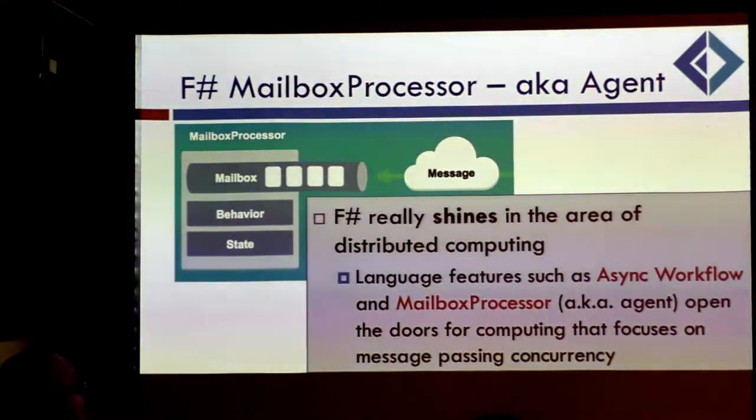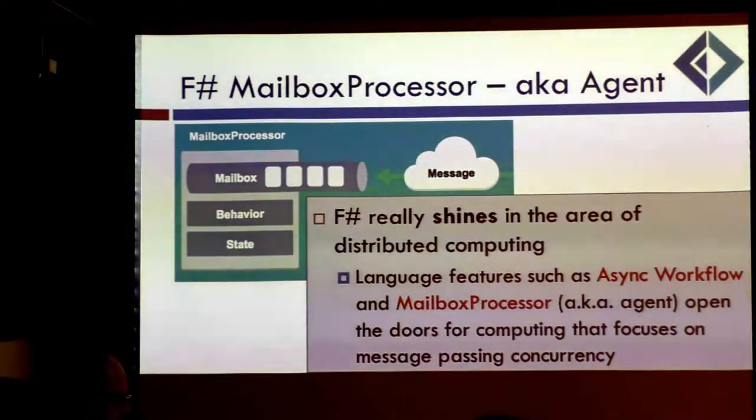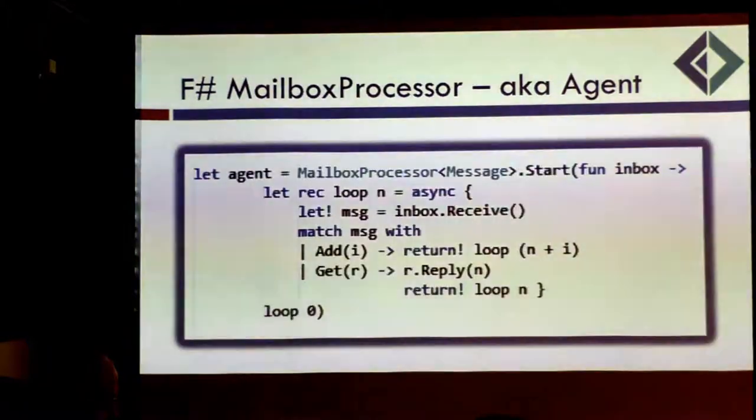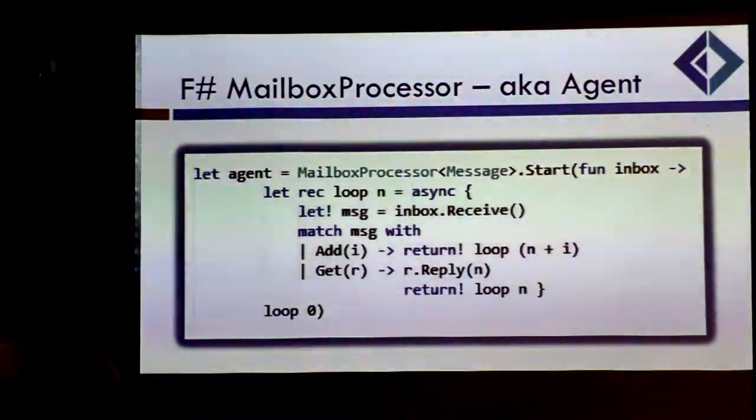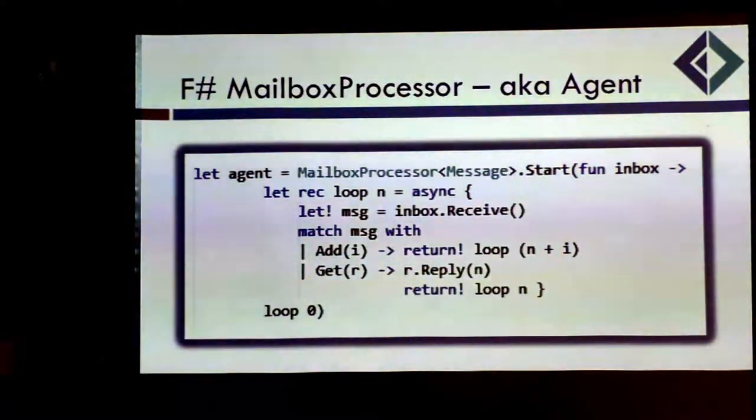So F# has some nice features built into the language, such as the async workflow and the MailboxProcessor, which is the agent. It really shines in distributed systems, right? That's probably one or two characteristics you want to use to build a scalable application. This is one of the implementations, as you remember in the previous code. One of the benefits of the agent is that you can leverage the cores of your machine for parallel computing. But there is a problem with this code.